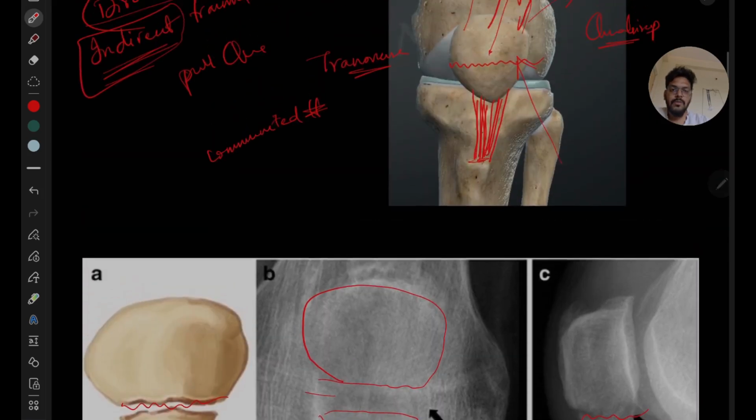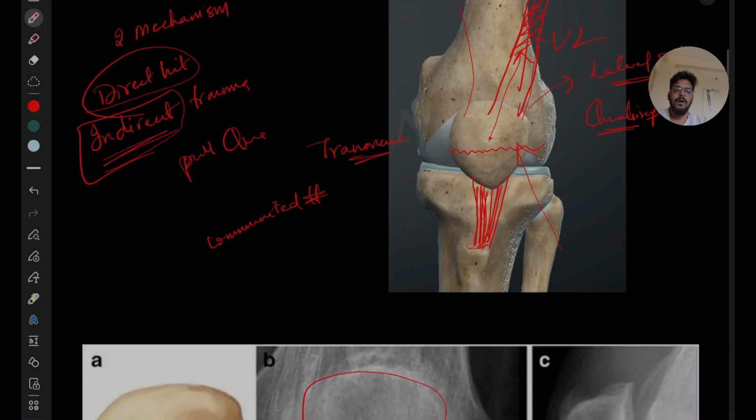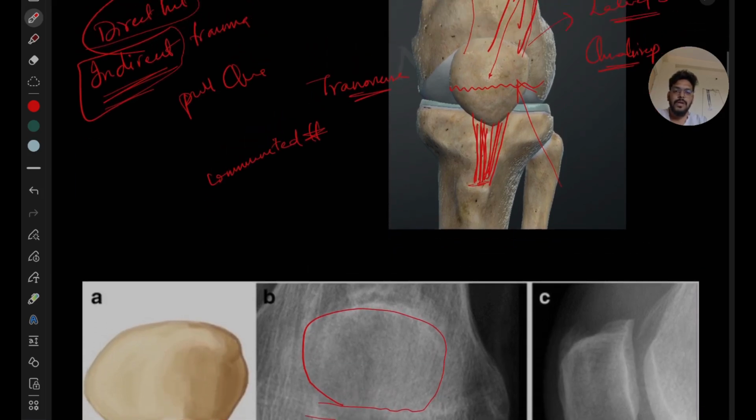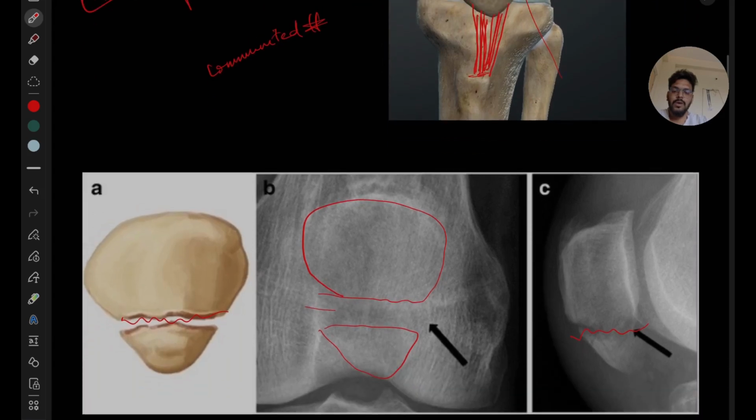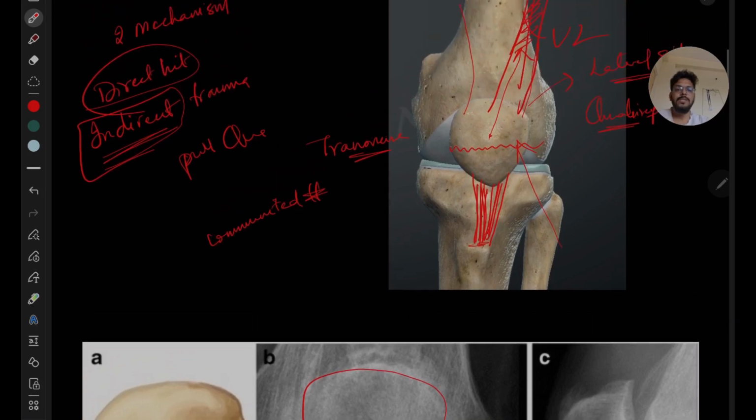Okay, one more thing I need you to remember in this patella fracture is that when you leave it, it is not going to unite. Even if it is a transverse fracture, it is not going to unite. Tell me the reason. Because of the strong pull of the quadriceps, the upper pole is always going to get displaced. So there is always a distracting force acting on the patella transverse fracture. Okay.